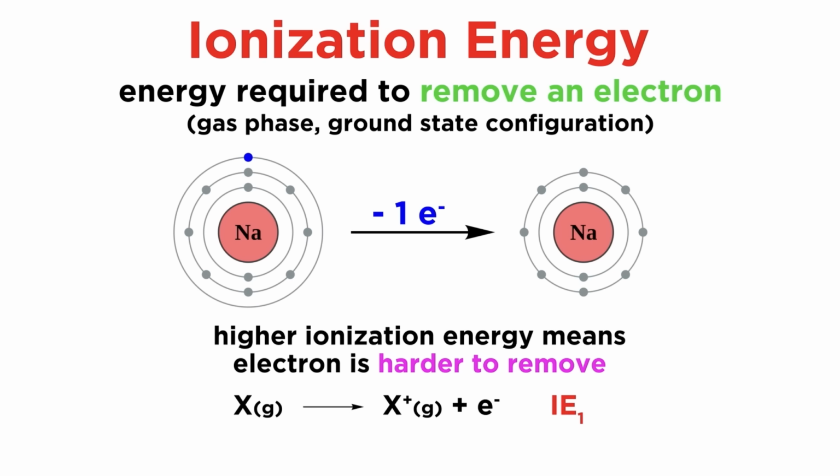Each element will have a first ionization energy, which is the energy required to generate the 1+ cation, and they will also have successive ionization energies, like the second ionization energy, to go from 1+ to 2+, and so forth.